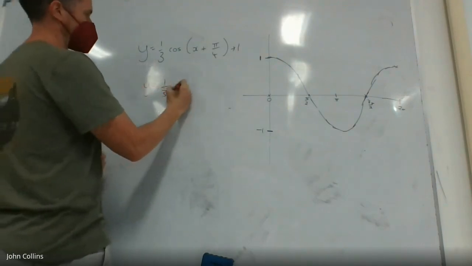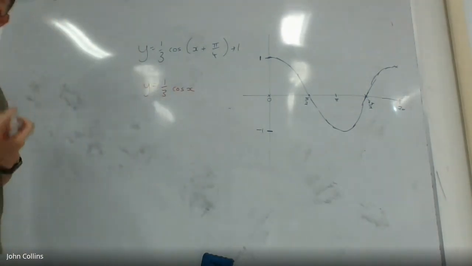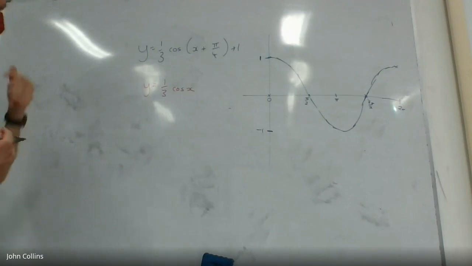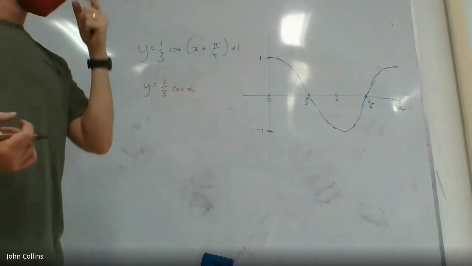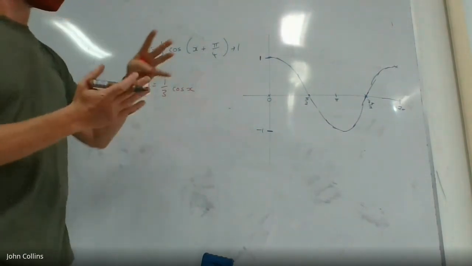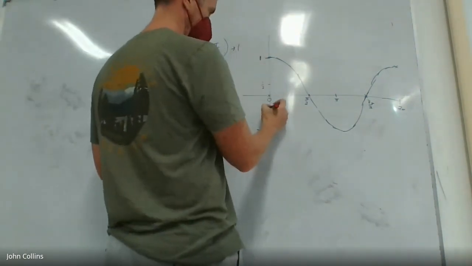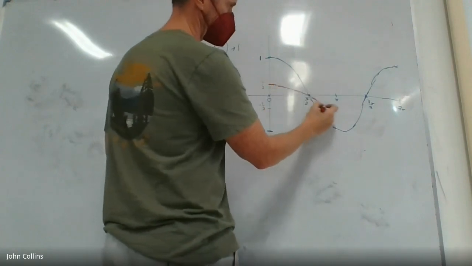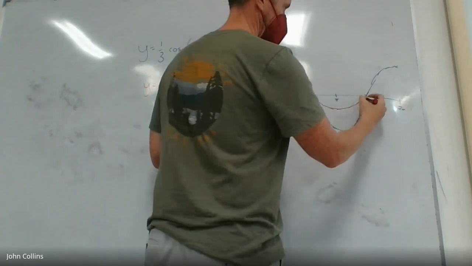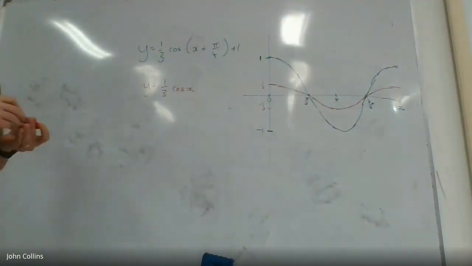Let's do y is 1/3 cosine x first. All the inputs are going to be decreased by 1/3 in value. Will it still cross at pi over 2 and 3 pi over 2? I think it will, because that's at 0. 0 times 1/3. So it's just going to squish it, not anything. So this is going to be 1/3. This is going to be negative 1/3 for a sketch. Something like that. Okay. That's y is equal to 1/3 cosine x. Done.